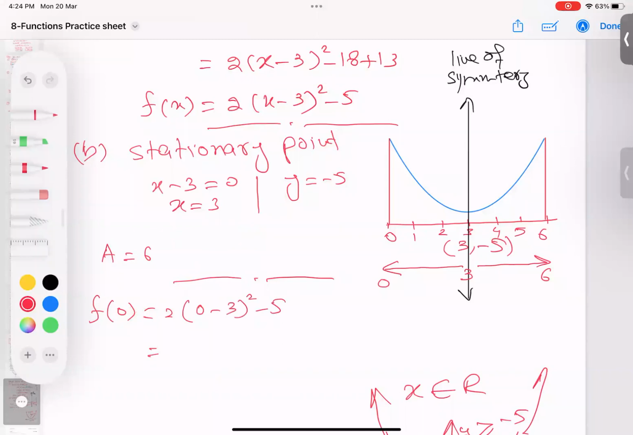So this is very clear. If I check it here, negative 3 squared is 9, 9 twos are 18. Out of 18, 5 gone. So I get what? I got 13. So it means against 0, I got 13.